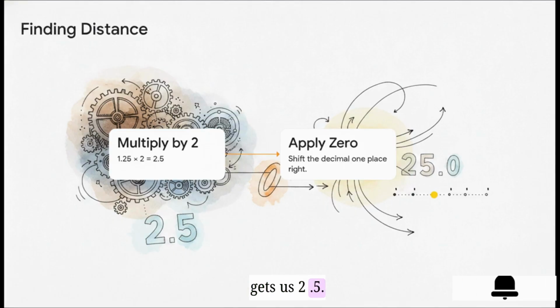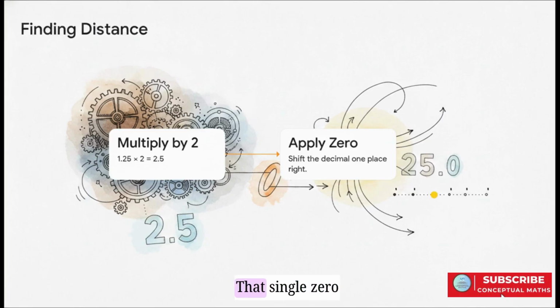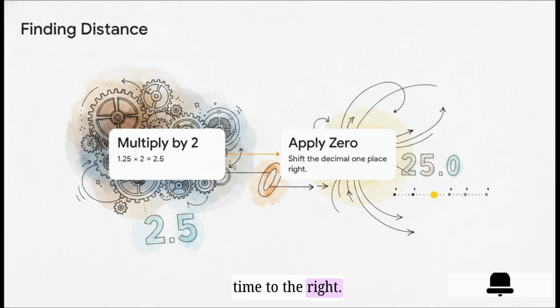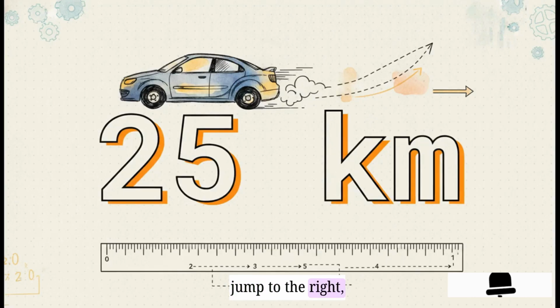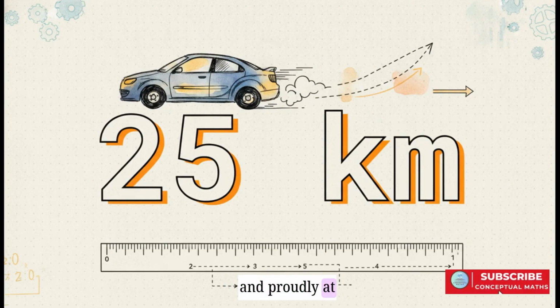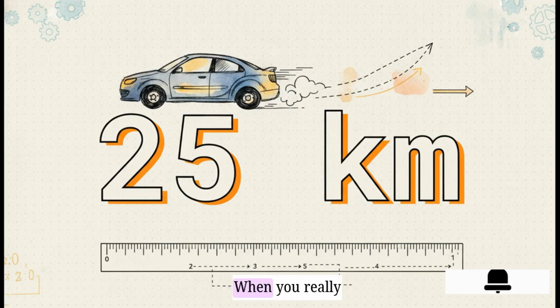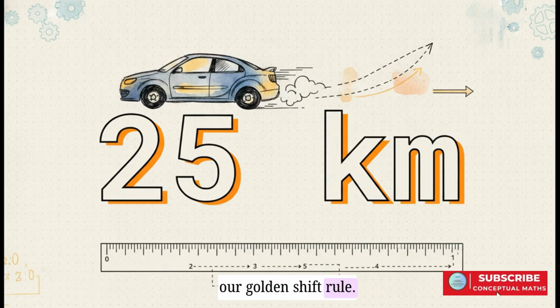That gets us 2.5. Step 2. Now we bring back the 0 from the 20. That single 0 means we just shift our decimal one more time to the right. And with that one final jump to the right, we arrive loudly and proudly at our answer, a total of 25 kilometers traveled by the car. See, when you really break it down, it's just basic multiplication combined with our golden shift rule.